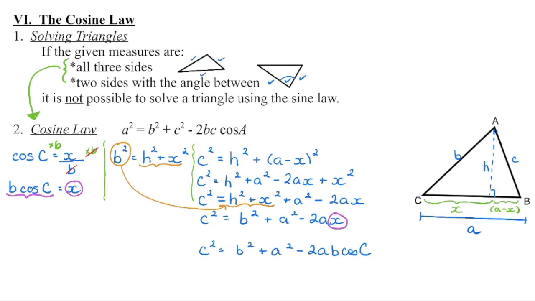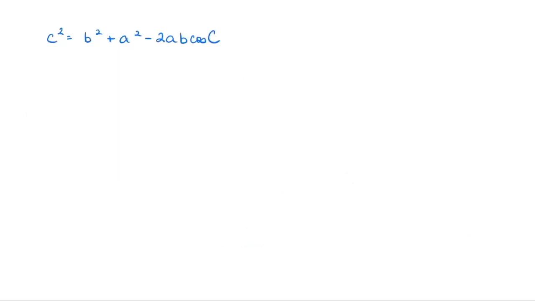So any oblique triangle that you have, if you know two sides with the angle in between, so you're looking for that pocket. So if this is the angle that we know, and we know the two sides that contain that angle, this is a case where we could use the cosine law. Or if we don't know any angles, but we do have all three side measures, we can also take this formula, rearrange it, and solve for missing angles. Let's take a look quickly at how we would go about that.